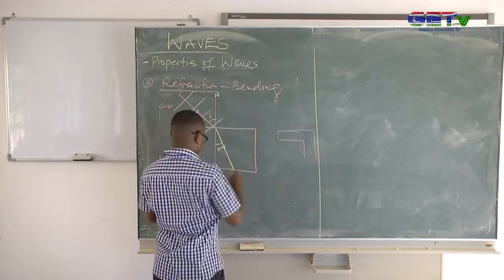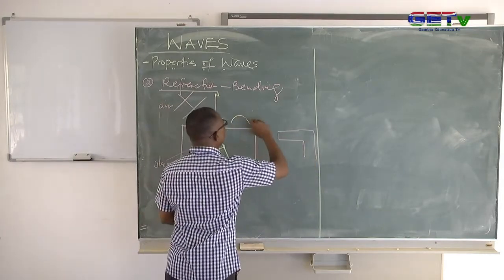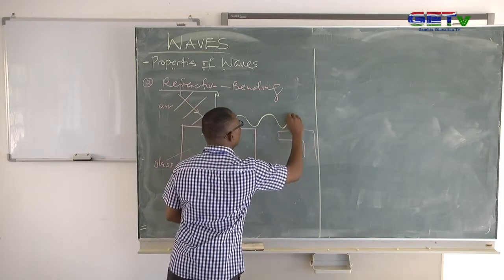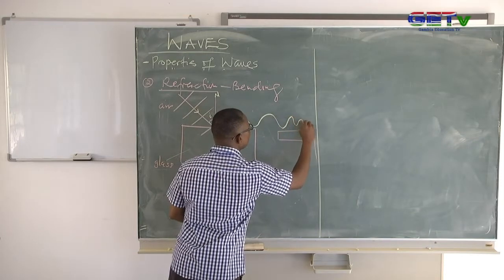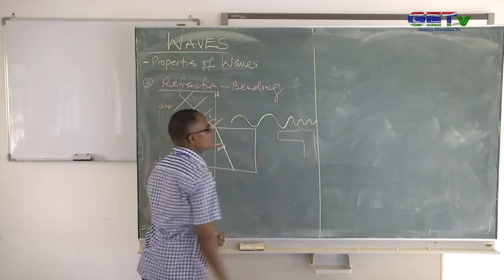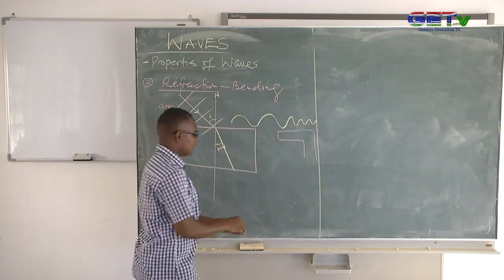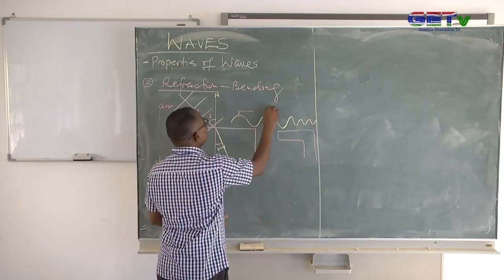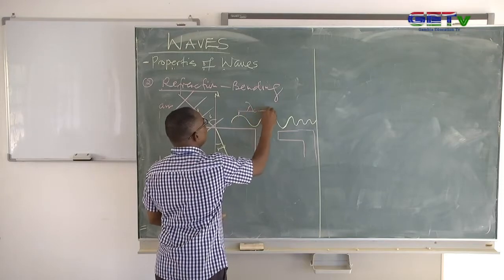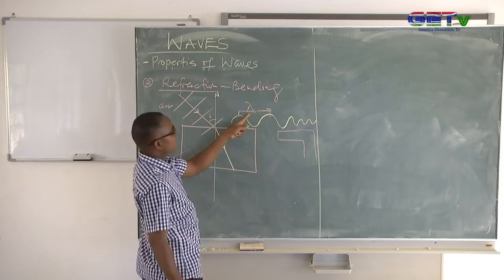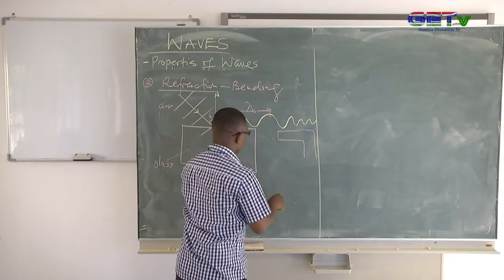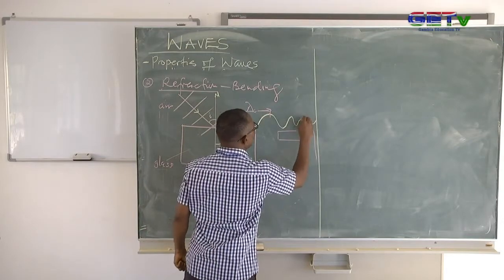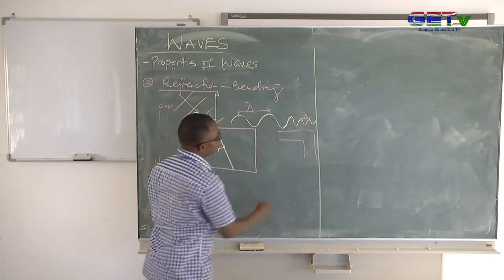Now, when it is entering shallow waters, you see the wavelength reduces. That's the distance between consecutive crests. If you check from here, I'll magnify the lambda to tell you that the wavelength is larger here. Then I'll make the wavelength here smaller. That is the distance between consecutive crests. You see that one there?